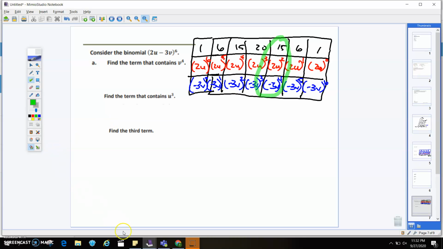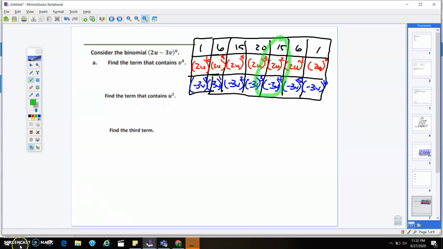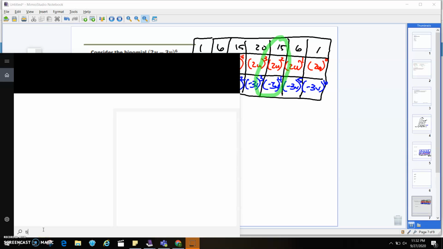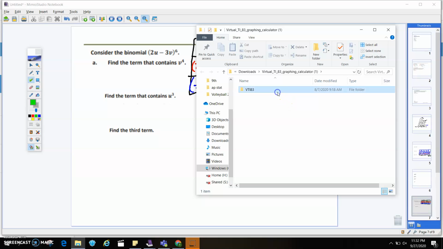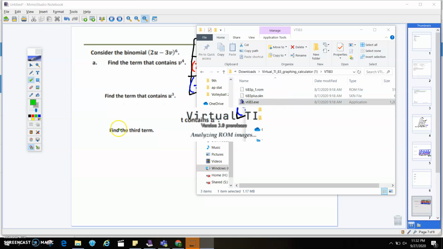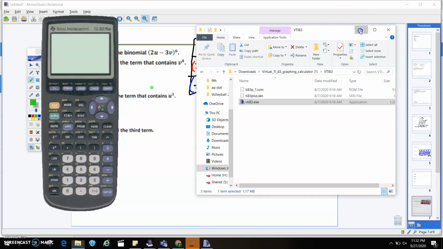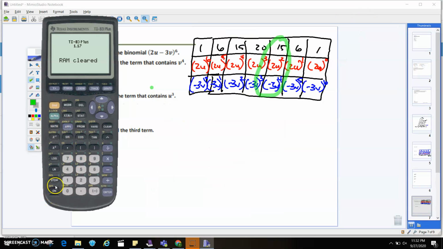Okay, so I'm going to go into my handy dandy calculator. So I'm going to go into my TI-83 calculator. And as that's opening up, I'm going to type 15 times 2 to the second, so that's going to be 4, times negative 3 raised to the fourth power. And notice how I use those parentheses.